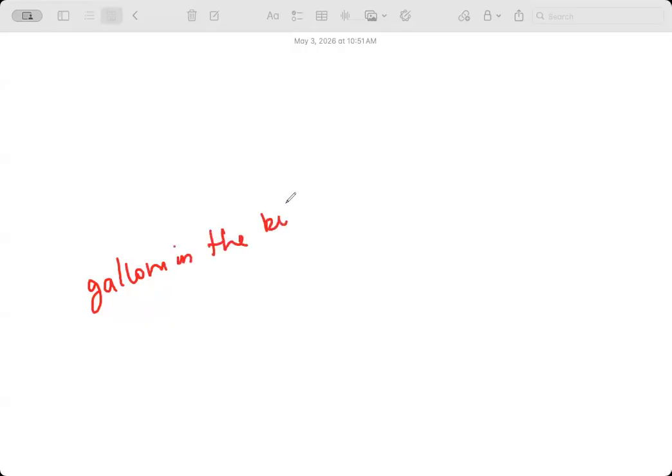Number of gallons in the kitchen sink. 2. 10. 2 gallons. 5. 5 is a good quantity. 7.